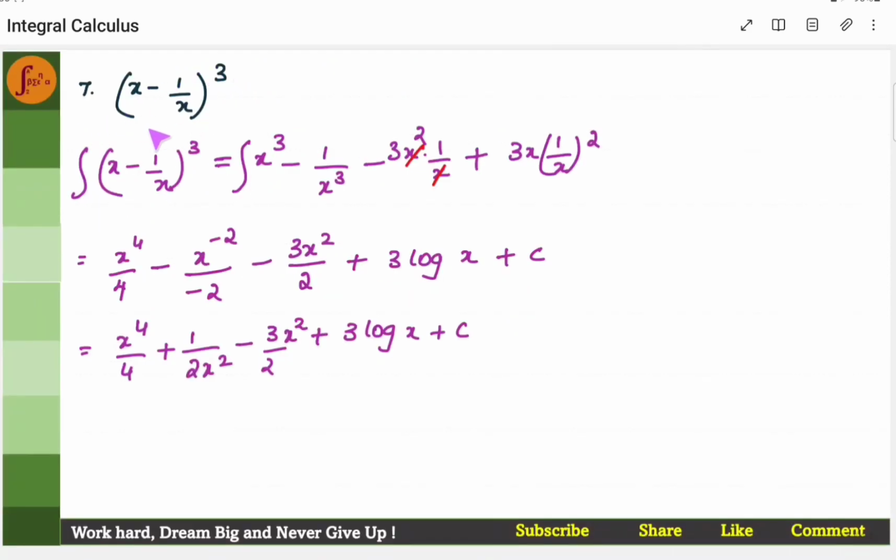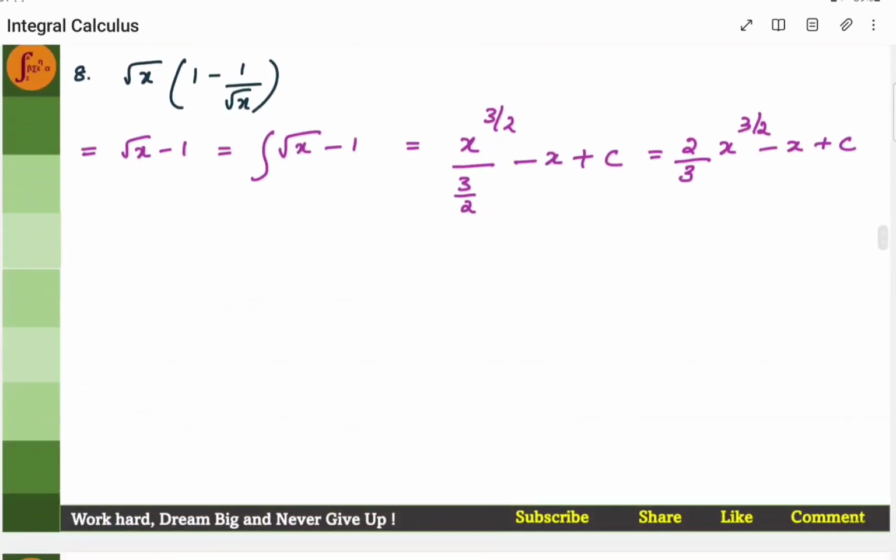Now let's take this particular problem. Here we'll have to expand this. This entire function will expand. Remember the formula? A minus B the whole cube is A cube minus B cube minus 3A square B plus 3AB square. Now using this formula, you expand this and then individually find the integrals. Remember one thing, here you get 1 by x. So the integral of 1 by x is log x. So here again, expand this entire thing, then find the integral for each of these.